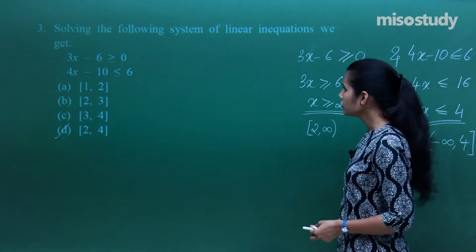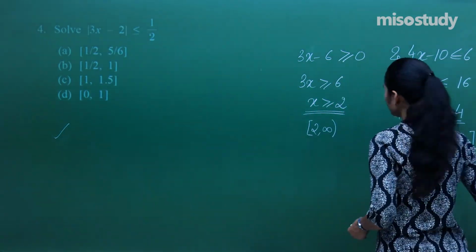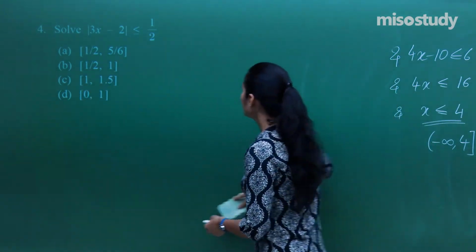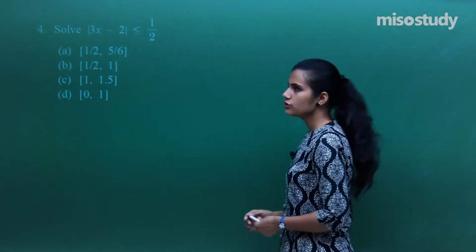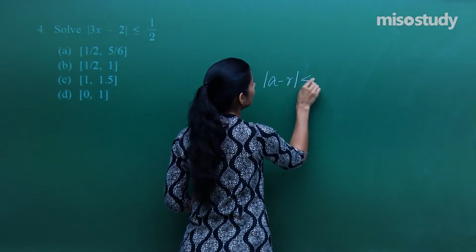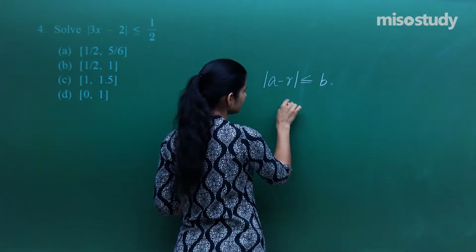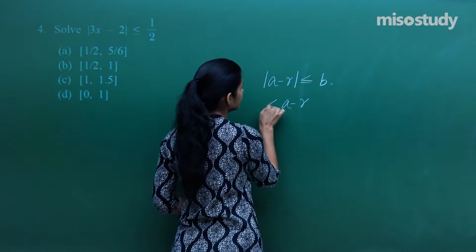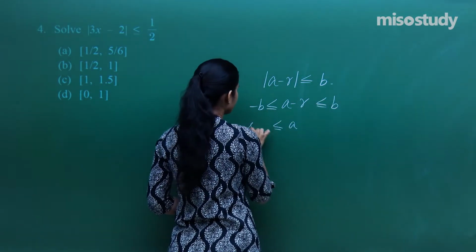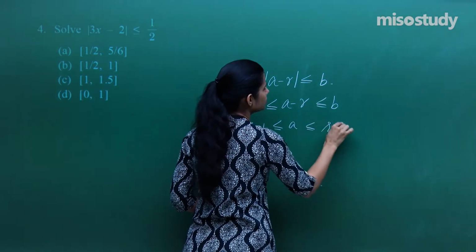Clear? Moving to the next one, we have: solve this inequation. Now in here, mod of 3x minus 2 is less than or equal to half. Now here, if the concept is clear to you, that when I say mod of a minus r is less than or equal to b, that means a minus r is greater than or equal to minus b and less than or equal to b. So a is greater than or equal to r minus b and less than or equal to r plus b.